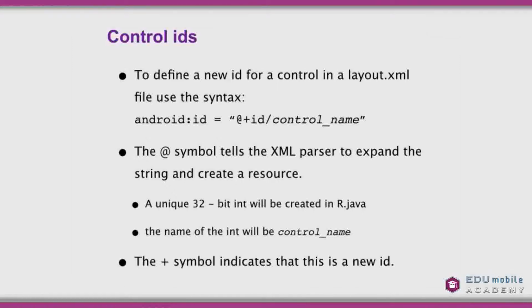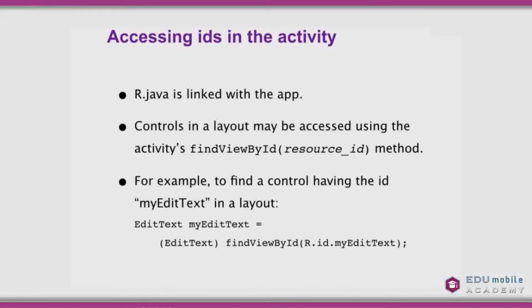Okay, so now we know what a control ID is and how to create it in a layout file. How do we access those IDs within the activity? Well, we already mentioned R.java. R, by the way, stands for resource, and R.java is going to be linked with your application. It is basically a class that contains inner classes, each of which contains a collection of IDs that have been defined.